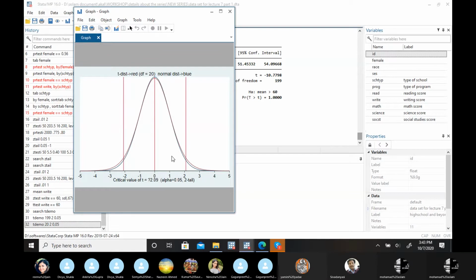Yesterday I was trying to explain this thing. Now you can see with this Stata software that it will happen if you have a large sample size. Then your t and normal distribution get merged. But if you have a small sample size, then it is better to use the t distribution because it's wider as compared to z or the normal distribution.